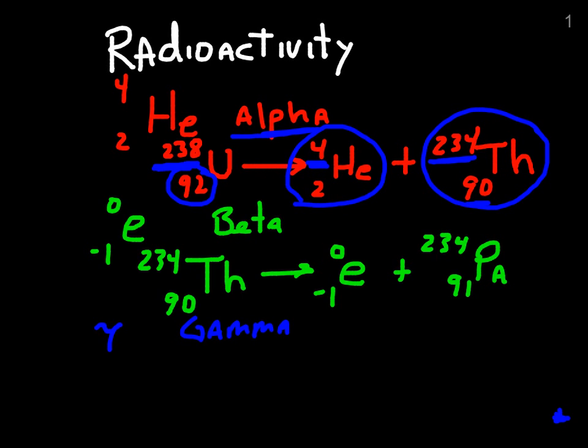All right? So again, what I'm doing is I'm just going straight across. 234 equals 0 plus 234. 90 equals a -1 plus 91. And like I said, nothing happens with gammas.